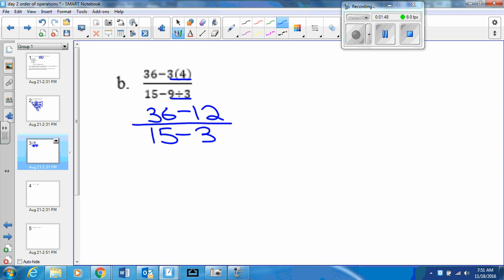Back in the numerator, 36 minus 12 becomes 24. In the denominator, 15 minus 3 is 12, and now 24 divided by 12 becomes 2.